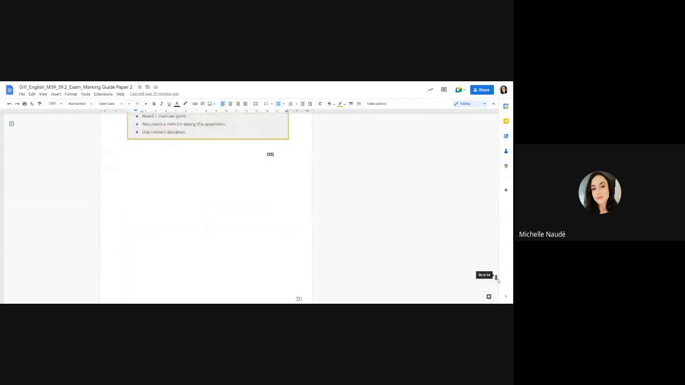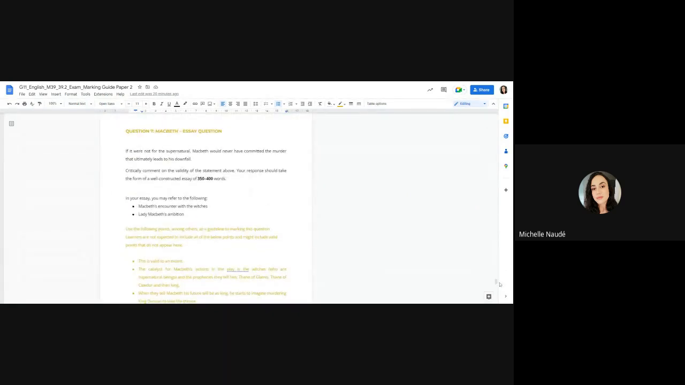So just to go through to question 7, which is the essay, and this is compulsory and it's on Macbeth. The topic requires learners to essentially comment on the validity, meaning how true is the statement. And the statement is that the supernatural played an enormous role in Macbeth committing the murder of King Duncan, which of course leads to his downfall.